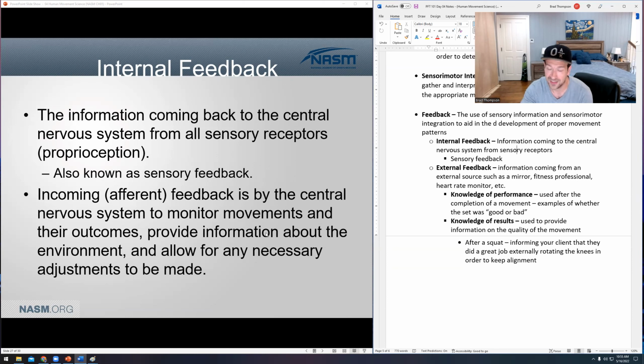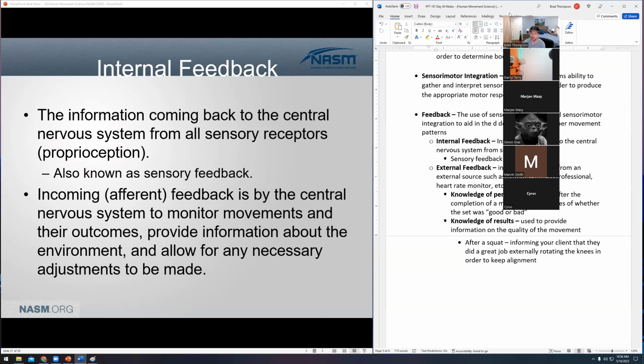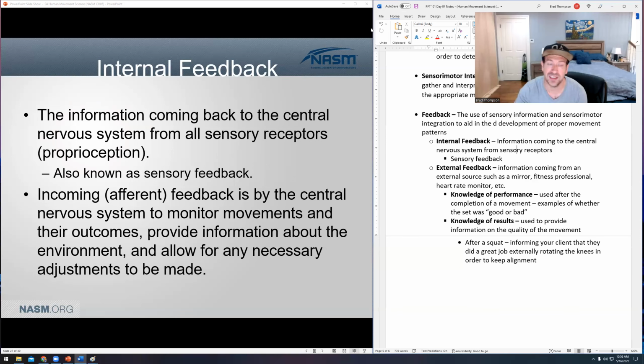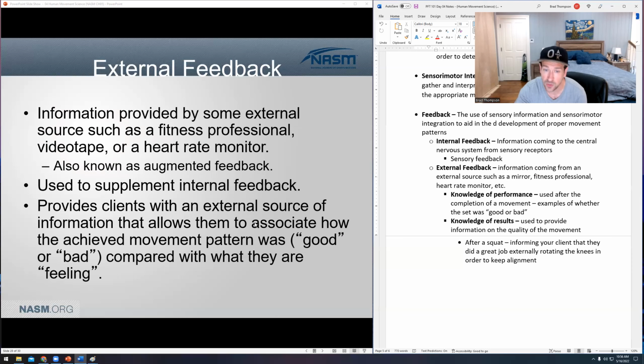So we can only give our clients external feedback as the trainer. I can't get into my client's brain and poke the neurons that are going to help them feel the difference. I can't do that, right? I can only give them external feedback, but we know internal feedback is super important. So when you are giving your client external feedback, you want to give them both knowledge of their performance and knowledge of their results. So you're going to tell your client, hey, good rep, which is knowledge of performance. But then you want to explain to them why it was a good rep.